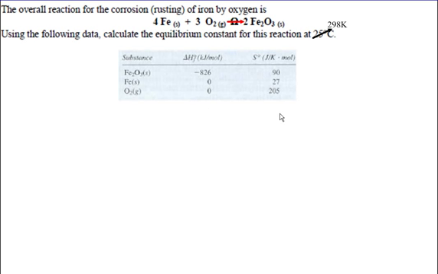So as I said, we're at equilibrium and we're asked to calculate the equilibrium constant, or K. So this is the time we're going to use delta G equals negative RT ln K.